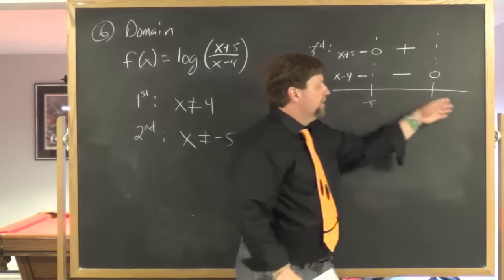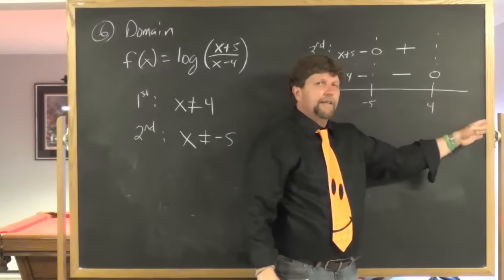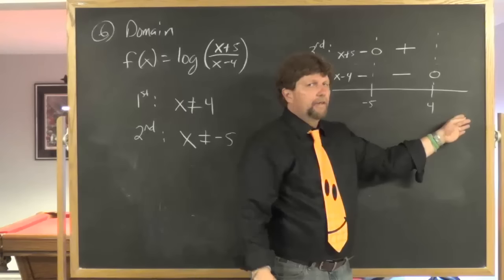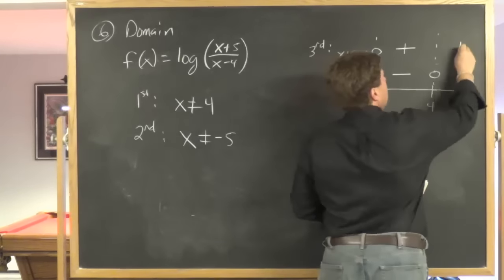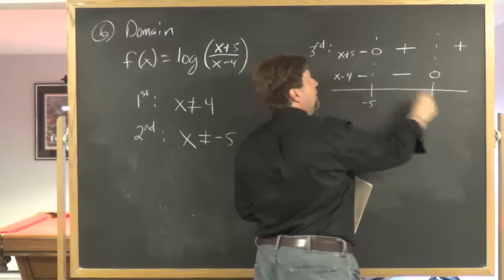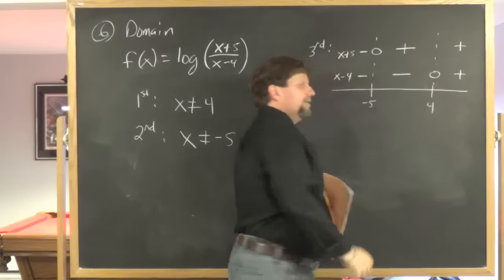And then remember, you move to the third interval, 4 to infinity. Pick any number that's in that interval, like 5. Put 5 in here for x, you'd get a positive number.